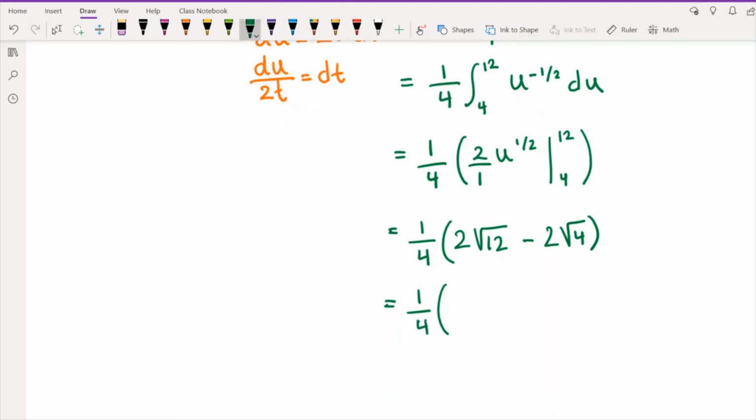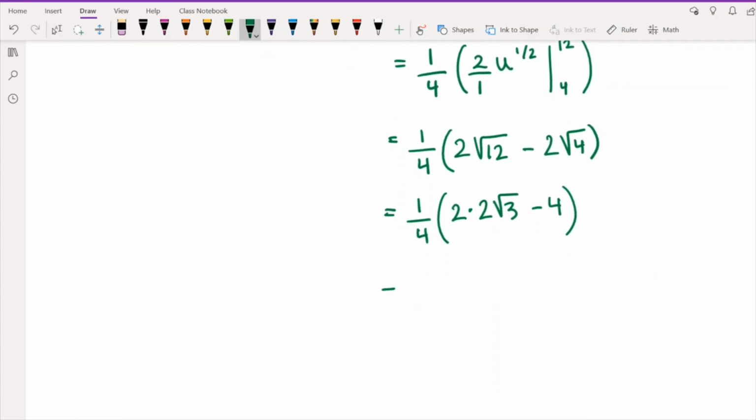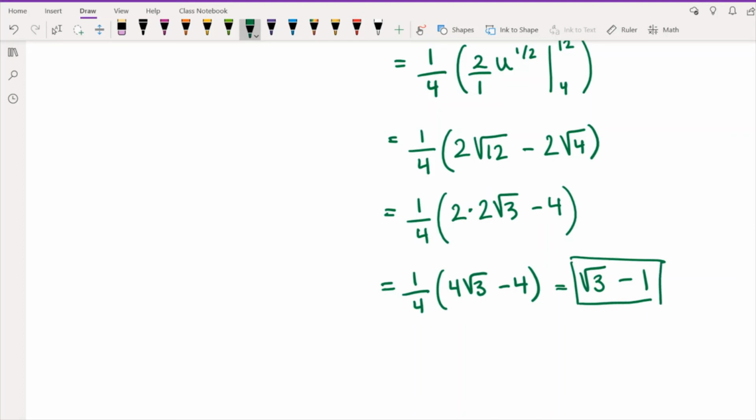So square root of 12, we can rewrite that as 2 root 3, because square root of 12 is square root of 4 times square root of 3. And then 2 times the square root of 4 is just equal to 4, because it's 2 times 2. So this is 1/4 now times 4 root 3 minus 4. And so this can be simplified to square root of 3 minus 1. And that is approximately equal to, by the way, 0.732.